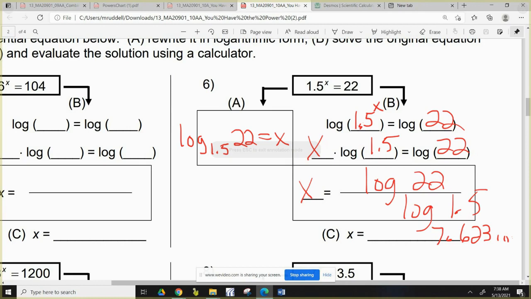Okay. When you have an exponential equation that you can't write with the same base, one way to solve it is to log both sides, move the exponent to the front, and divide.